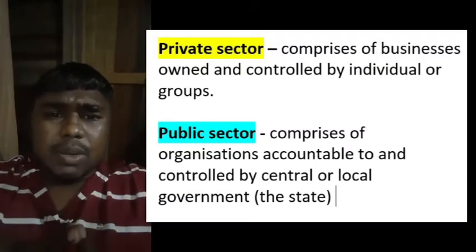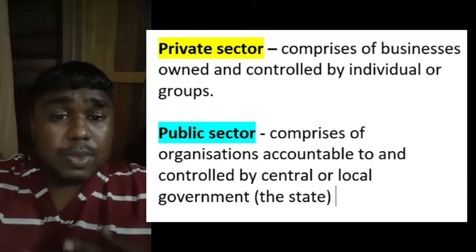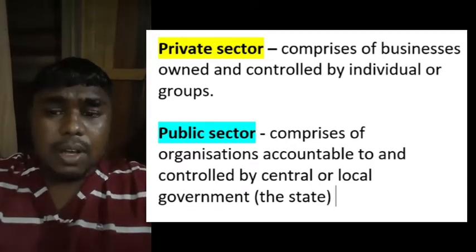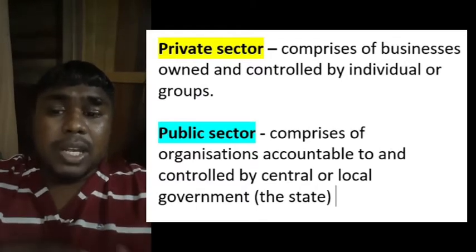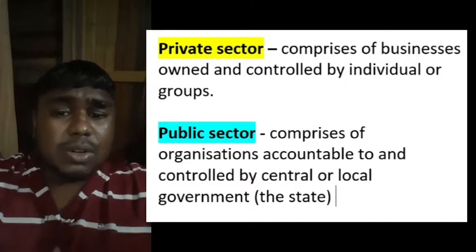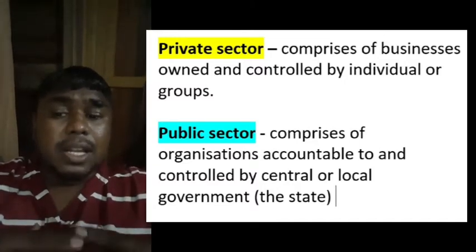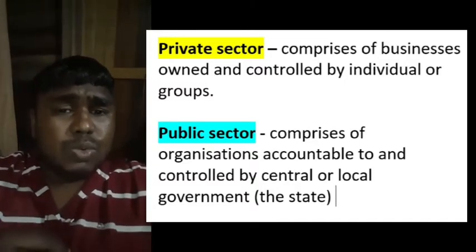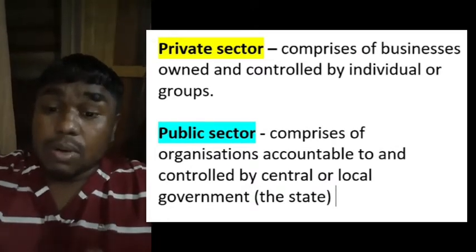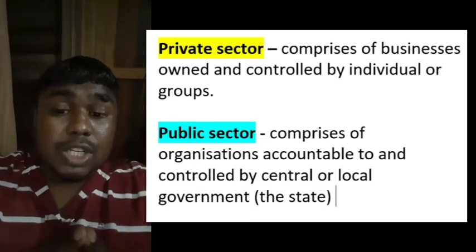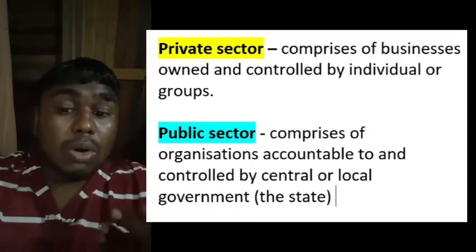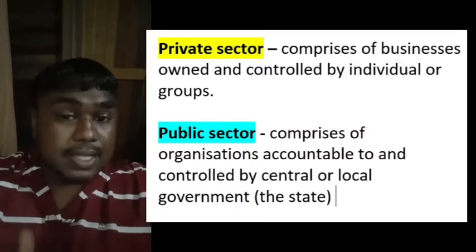In today's lesson, we'll be discussing the difference between the private sector and the public sector. So let's start by explaining what the different types of sector are. The private sector comprises businesses that are owned and controlled by an individual or group, whereas the public sector comprises organizations accountable to and controlled by the central or local government or the state.